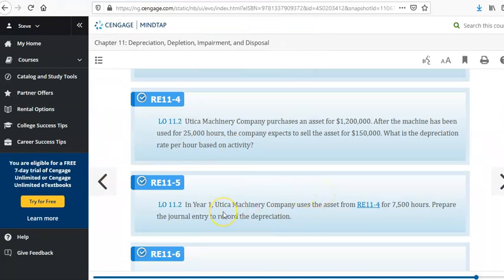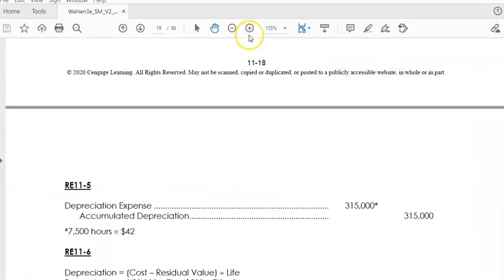11-5 says that Utica, same company as 11-4, is using the asset for 7,500 hours. Prepare the journal entry to record depreciation. That should be, again, a refresher. If you're in intermediate accounting, that means you've passed accounting principles 1 and 2, which means you've done depreciation entries. And you can see right here, we have a debit to expense and a credit to accumulated depreciation. And that's that rate of 42 that we just looked at times the number of hours that were used. So I debit the expense, I credit accumulated depreciation, which is my contra asset account.